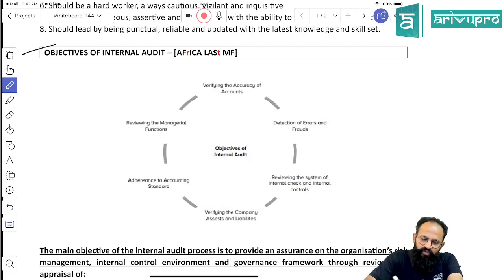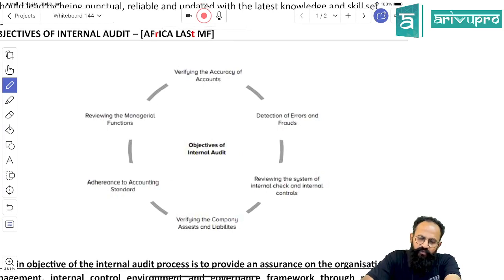Okay. So objectives of internal audit. What are the objectives? What am I trying to achieve? End of the day, what is my objective, people? Once I complete this purpose, I should have achieved these things. What is that? First one, verifying the accuracy of accounts. That's my objective. That is what I'm trying to do. Next one, detection of errors and frauds, if any.